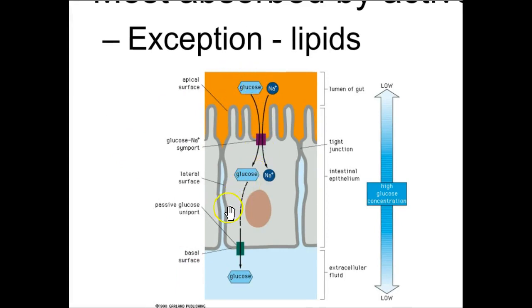So this is how glucose is moving. Note that we have something called a glucose-sodium symport. What that means is we're actually going to use the gradient of sodium. There's more sodium in the lumen of the small intestine than there is inside of the villus. So that sodium wants to go into the cell.